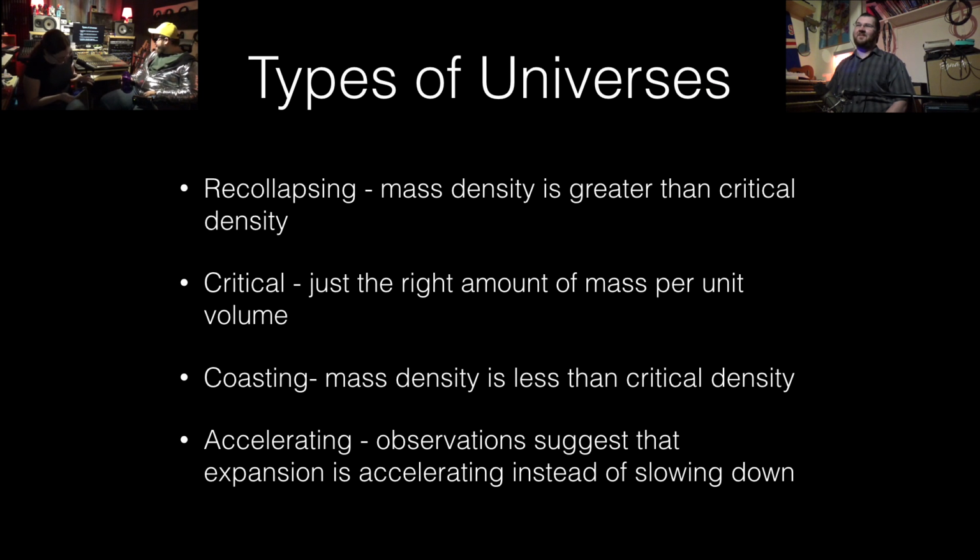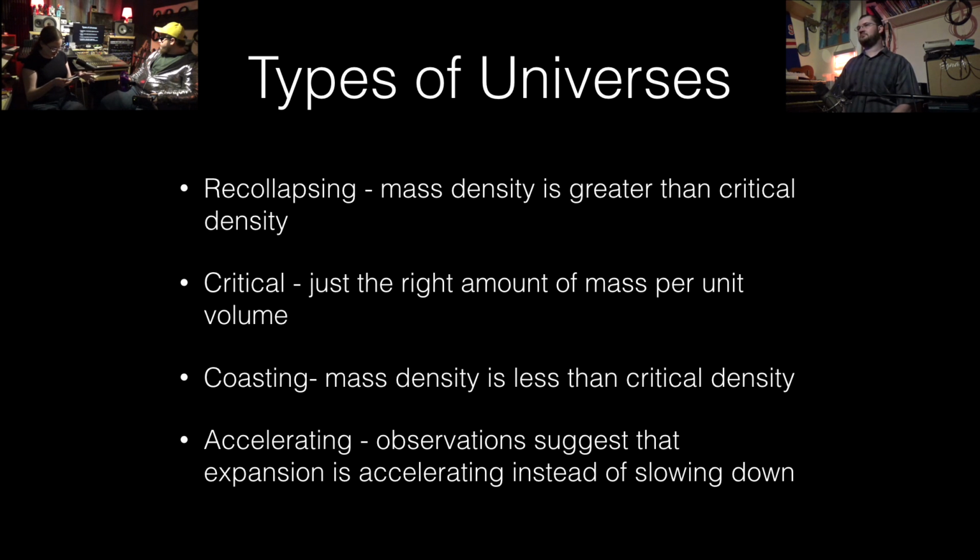So now, basically, the theory is there's 4 types of universes. There's the recollapsing, in which the mass density is greater than the critical density, so it collapses in on itself eventually. There's the critical, where there's just the right amount of mass per unit volume, so basically it will stop expanding at some point and just be static. And then there's coasting, in which the mass density is less than the critical density, so it will keep expanding but at a slower rate.